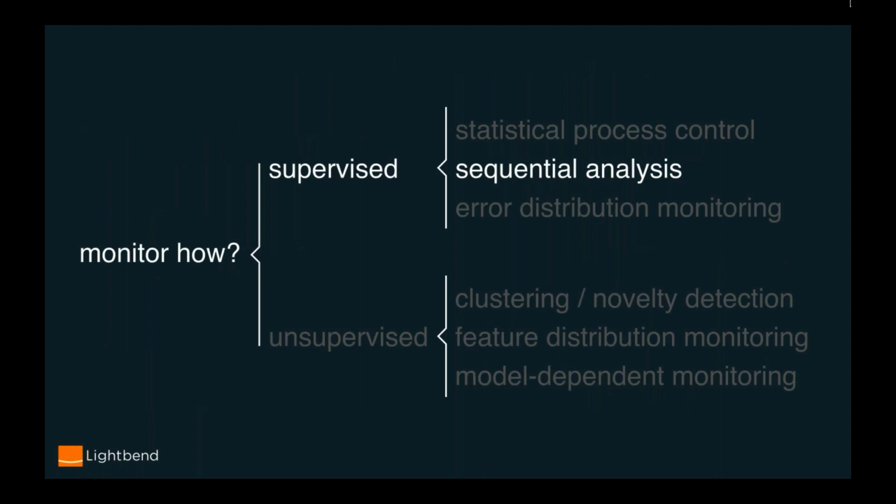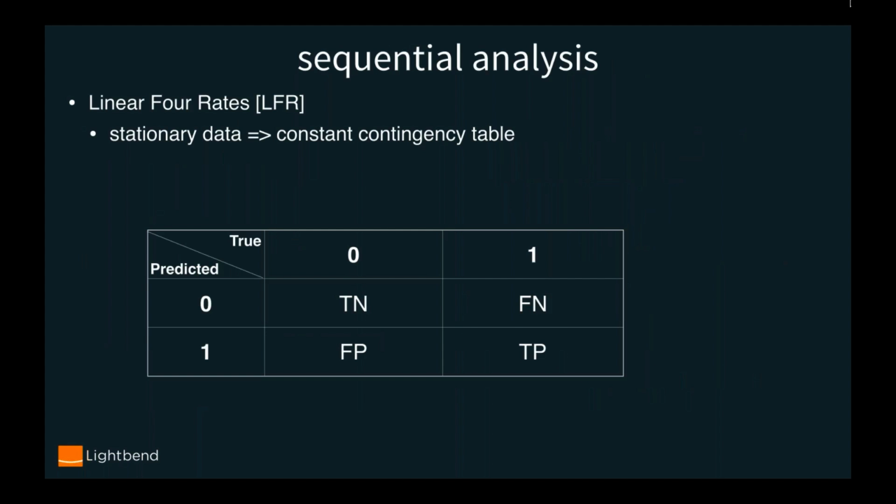Next method we're going to look at is the supervised group of methods. And we have linear four rates in this group, LFR. The idea is this: if the data is stationary, the contingency table should stay constant. So the contingency table is the confusion between predicted values and the true values. And we have the true positives if we predicted correctly and where the true value is 1. And likewise, we have false positives, false negatives, and true negatives.